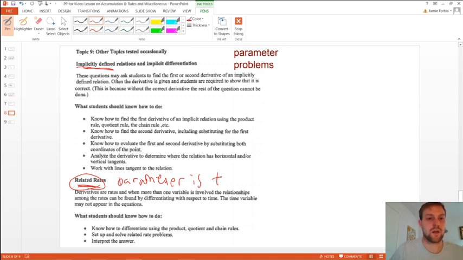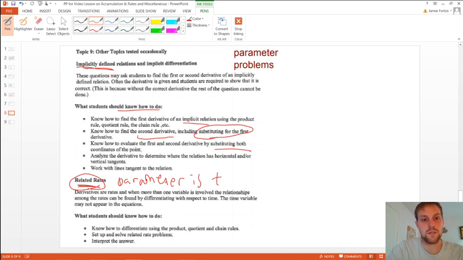But yeah, so you can kind of read through this yourself here. Just what students need to know how to do. Know how to do implicit relationships. Find the first derivative using all of our product rules, quotient rules, chain rules. Know how to find the second derivative. Okay, and remember that's substituting the first derivative into the second derivative and then simplifying it.